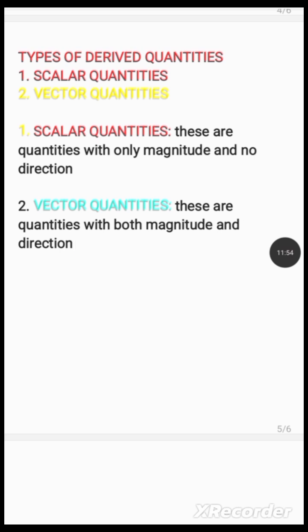Now, scalar quantities. Scalar quantities are derived quantities with only magnitude and no direction. When I say magnitude, I mean that it has only numerical values and no direction at all. Then vector quantities. These are quantities described in both magnitude and a specific direction.